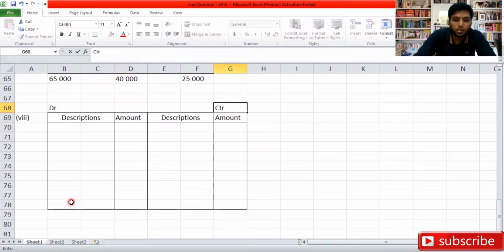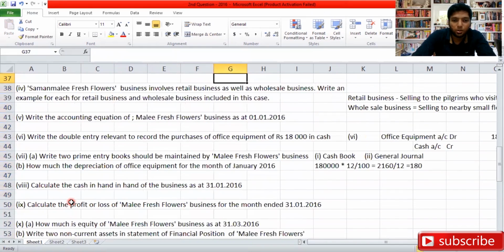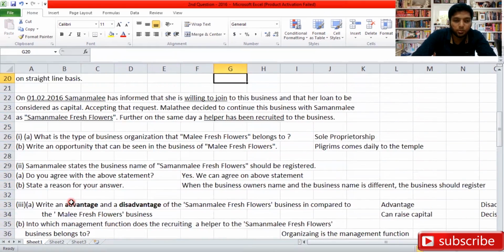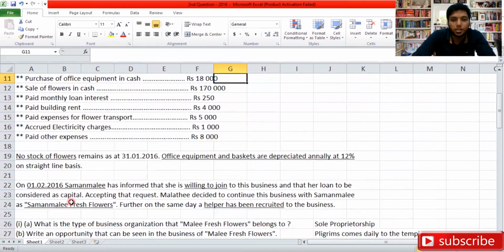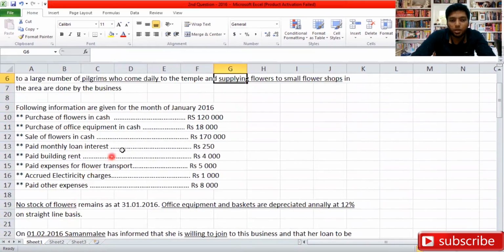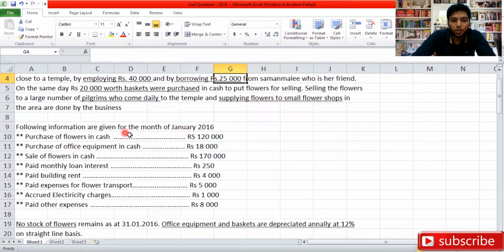Even you can do it in ledger account, not a problem because it's for the 1 mark or 2 marks. You don't want to spend a lot of time on calculating the format and everything because time is very precious on exams when it comes to case studies. Don't waste much time. So here you have purchase of flower in cash.